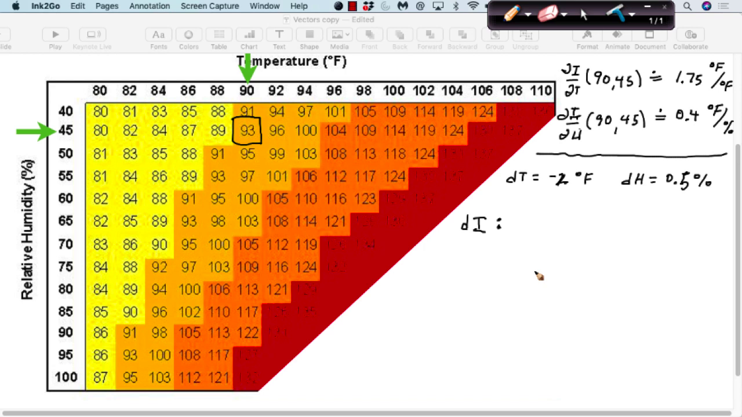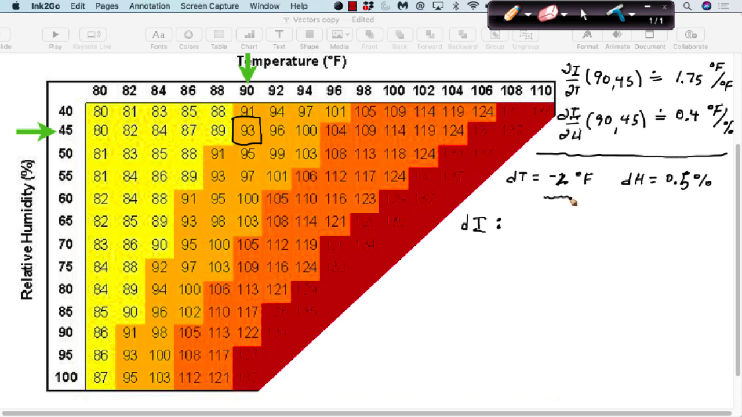So, what do you think? Travis, what do you think? I got 89.7. Process, not answers. Process. So I multiplied that 1.75 over change in temperature, -2. Why did you do that? For every change in temperature, the index would change by 1.75 degrees times as much as the change, right? Yes. Given any change in temperature.